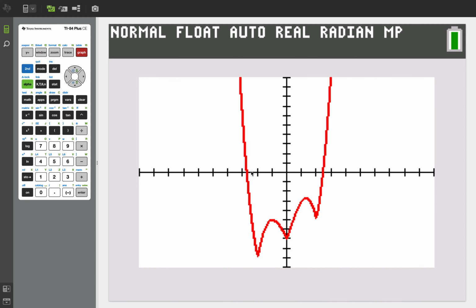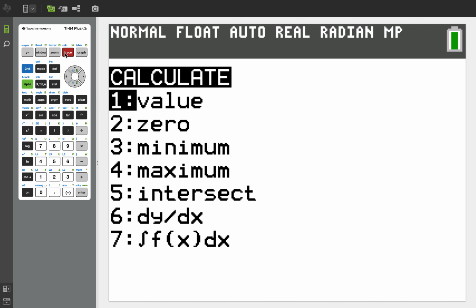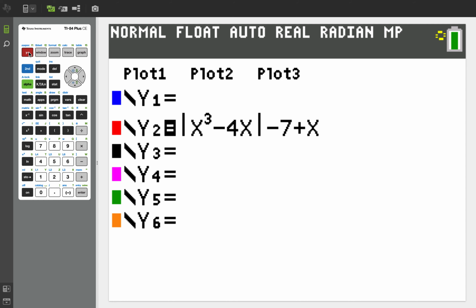So I've got 2 zeros. Let's say I'm interested in this 0 right here. This would be one of the solutions, and this is the second solution. And you would just go second calc 0. And we've already done that, so I'm not going to show you that. But that's a way to solve for this equation. It has 2 solutions.